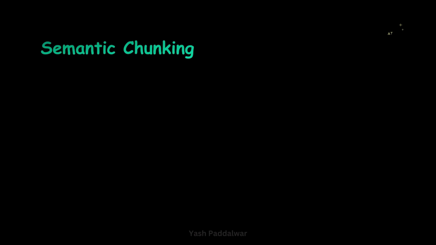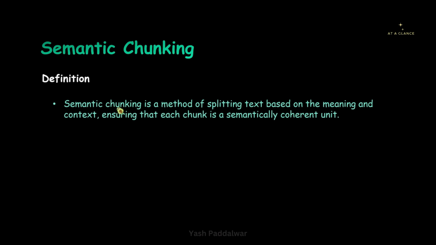Of semantic chunking. This is the most interesting type of chunking strategy. Without further delay, let's dive into the semantic chunking strategy. First, let's have a look at the official definition of semantic chunking. And here it is. Semantic chunking is a method of splitting the text based on the meaning and context. It ensures that each chunk is a semantically coherent unit. Here, we do not use any strategy which will divide the chunks into fixed sizes or with fixed overlaps. Here, the chunks are created based on meaning.